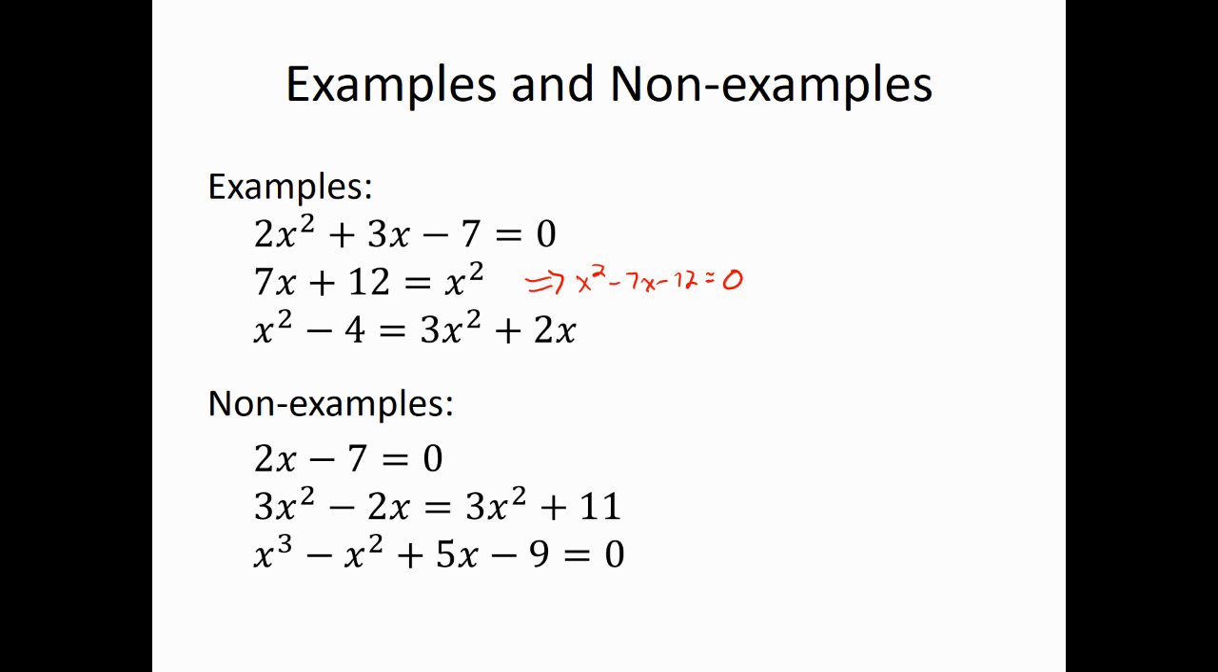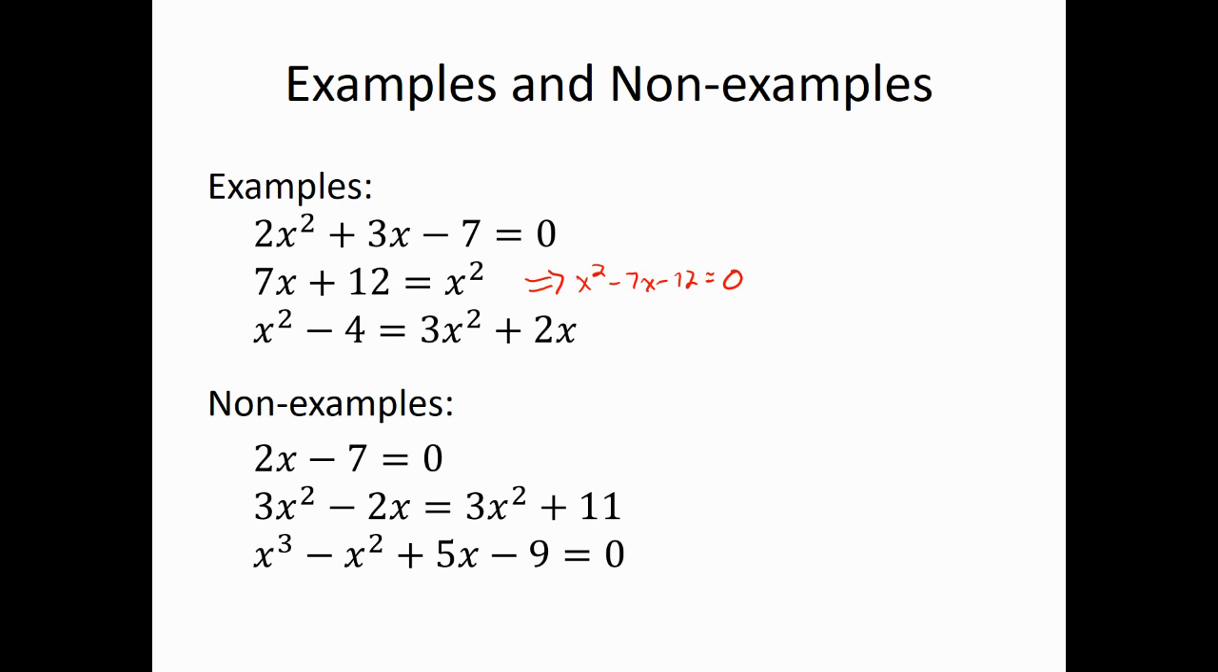Okay, so here are some non-examples. 2x minus 7 is equal to 0. There's no x squared, so obviously not a quadratic. Second one, 3x squared minus 2x is equal to 3x squared plus 7. You might think it's a quadratic because, look, there's the x and there's an x squared. But think about what happens when you do the first step of simplification of this expression. You would subtract the 3x squared from both sides, and that then becomes 0. So you're left with no x squared, or just the 0x squared, which means that this isn't really a quadratic.